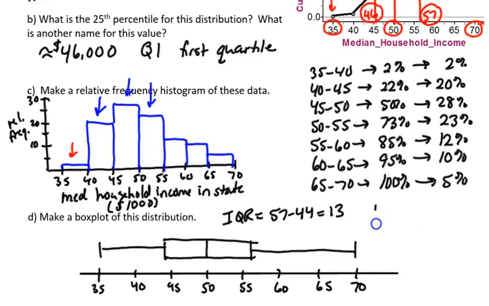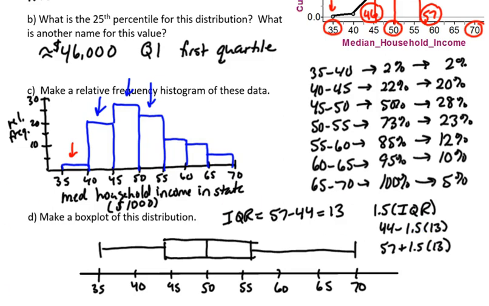So remember, we take 1.5 times the IQR, and we add that to Q3, and we subtract it from Q1. So the IQR is 13, 1.5 times 13. So we're going to have 44 minus 1.5 times 13, and we're going to have 57 plus 1.5 times 13. If 70 falls beyond the upper boundary or 35 beyond the lower boundary, then we have an outlier.